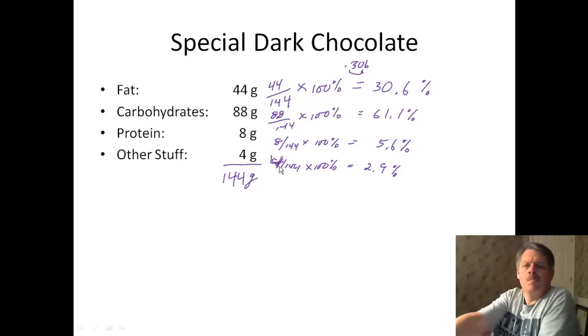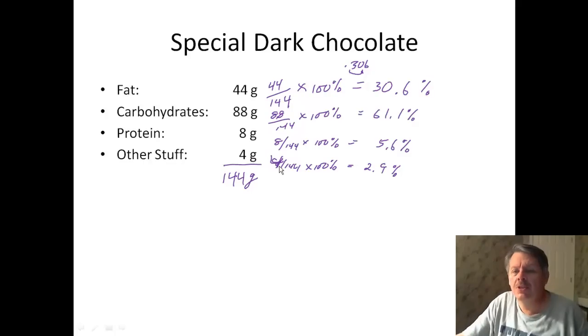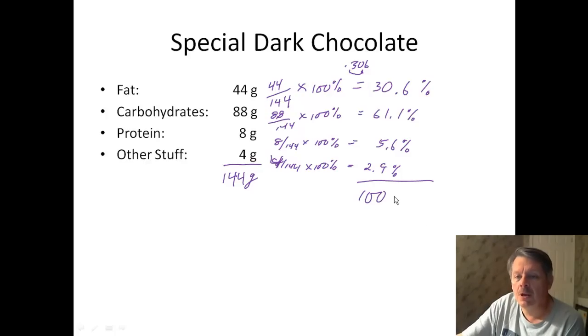Now I've got some rounding error going on here. Clearly with 5.6 we ended up rounding down, and with the 2.9 we ended up rounding up. So when I add all these things up, just a reminder, this is something you should remember: your percentages should add up to 100. In our case, I think they add up to 100.2. All right, that's close enough for what we're doing. Don't worry about the 0.2. So it adds up to 100%. Just remember your percentages always add up to 100%.